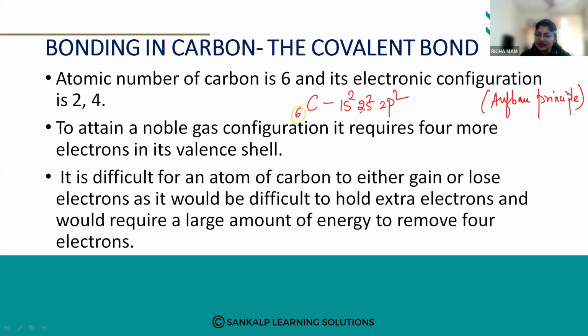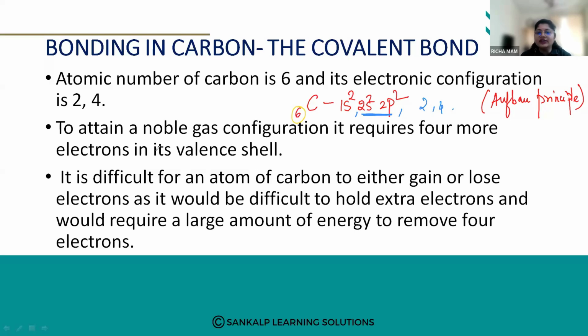So what is the outermost electronic configuration? It is 1s2, 2s2 2p2, that is 2 and 4. So it is 2 and 4 is the electronic configuration. So the outermost electronic configuration is 4.